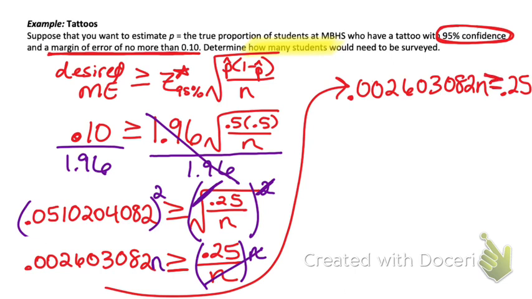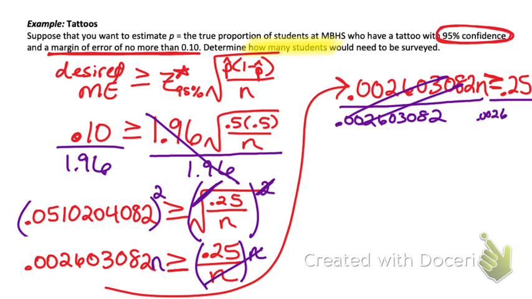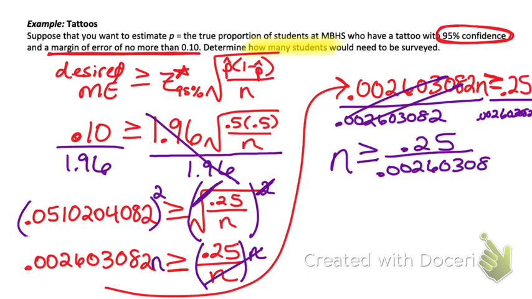All right, kids. Algebra academic weapons. What do we do now? We have to divide both sides by the big long decimal. So n is greater than or equal to 0.25 divided by 0.002603082.